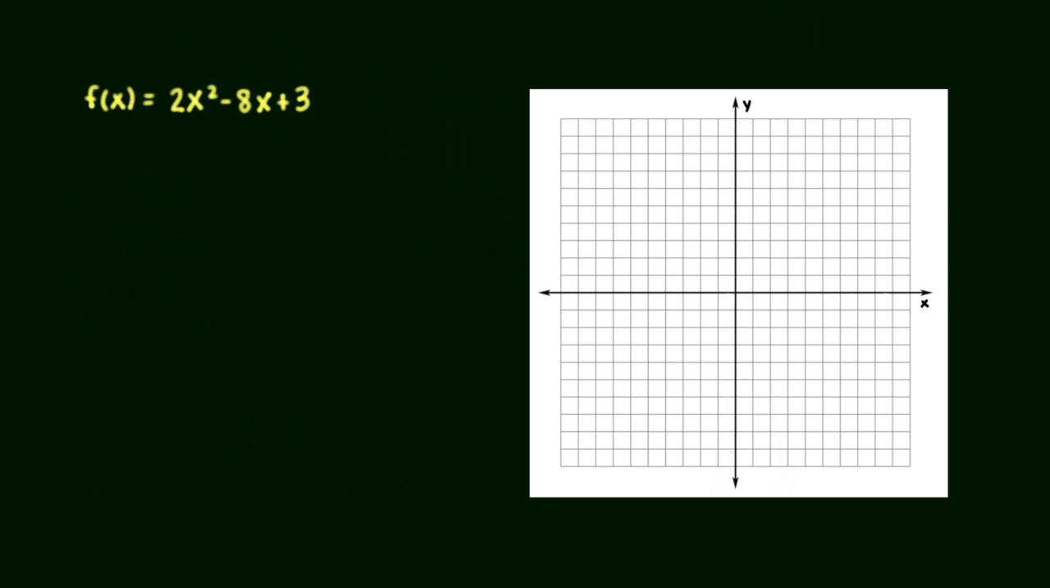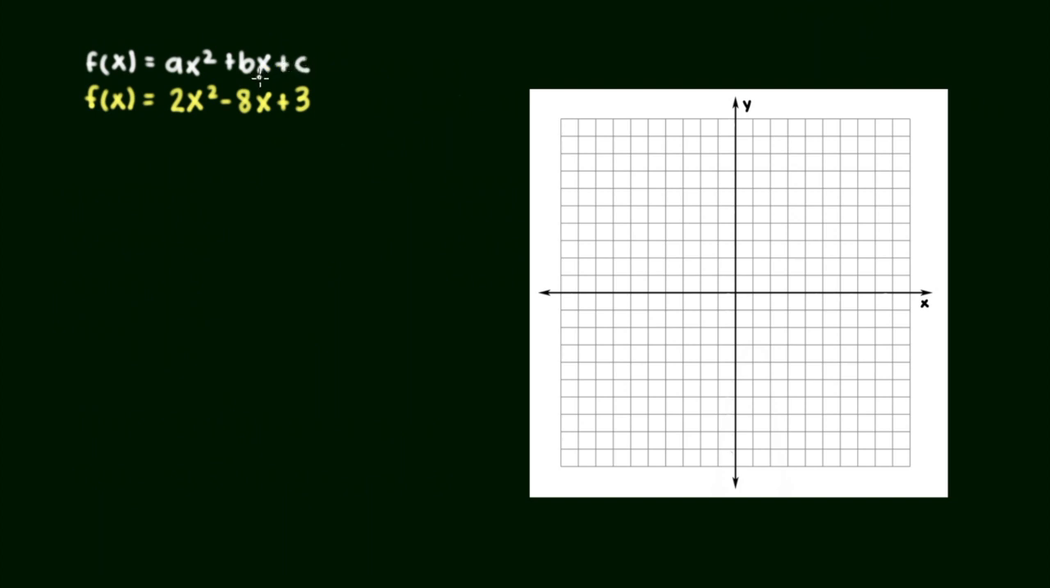So we graph quadratic equations in standard form just like we graph equations in vertex form, by finding the vertex and 2 points above and below the graph. Remember that standard form is f of x is equal to ax squared plus bx plus c.